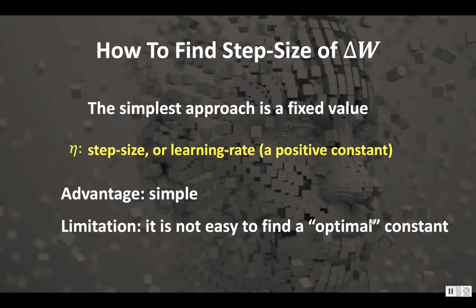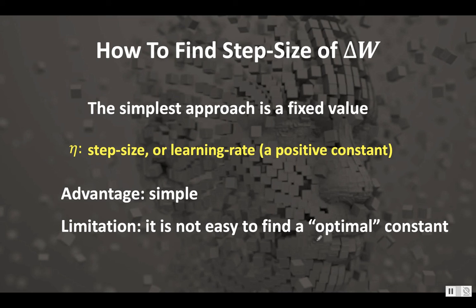There are basically two approaches. One is a simple one, another one is a complicated one. The simplest approach is a fixed value, the eta. It's a fixed step size, or called the learning rate. So just choosing an eta is good enough. Of course, it has its advantage and its limitation. The advantage is that it's simple, just find a value. That one is the step size or the learning rate. It's very straightforward. But the limitation is it is not easy to find the optimum constant.